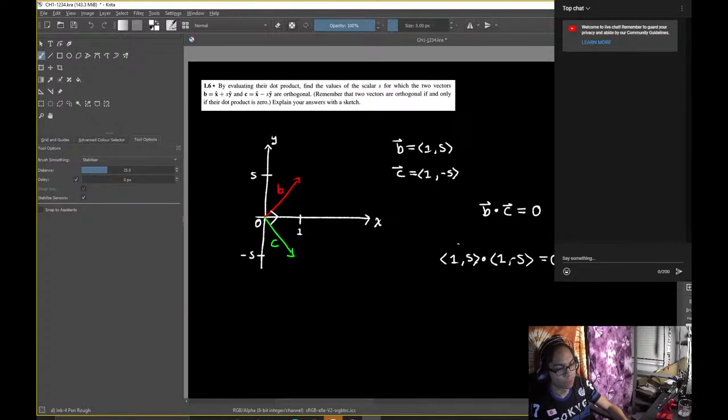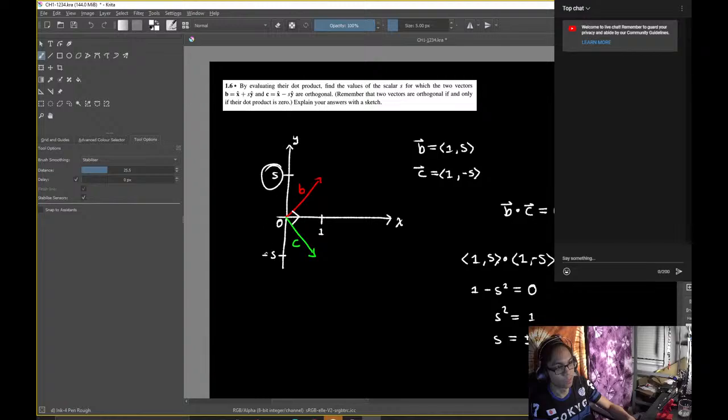And then from here, it looks like we have 1 times 1, right? 1 times 1 is going to be 1, plus s times negative s, which is basically negative s squared, and you have 0 right here. So what is s here? S squared is equal to 1. Looks like s has to be plus or minus 1.